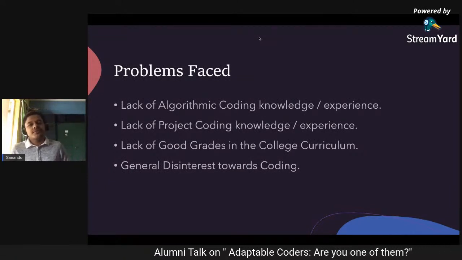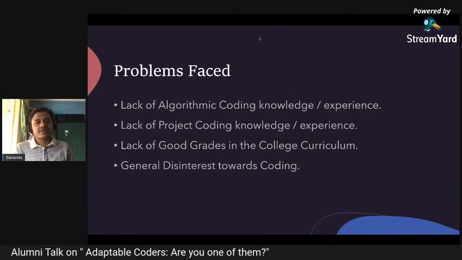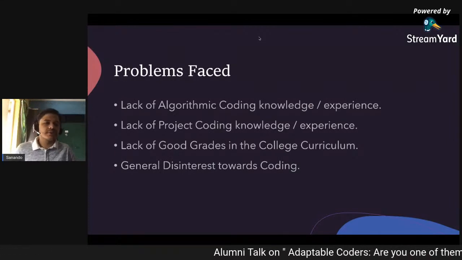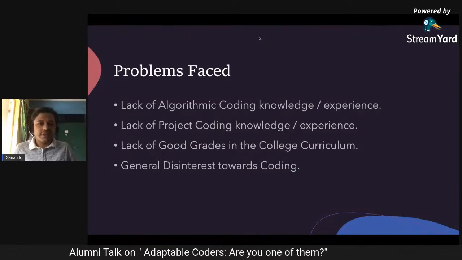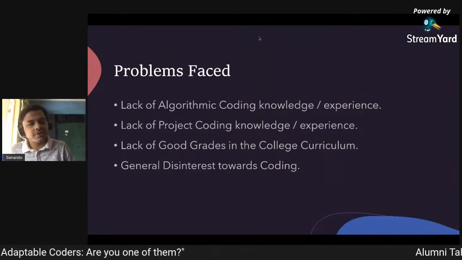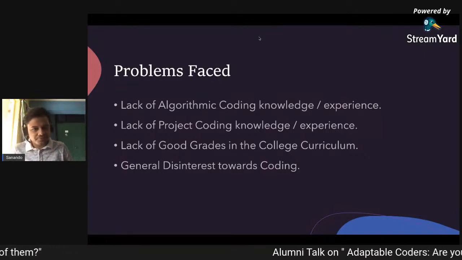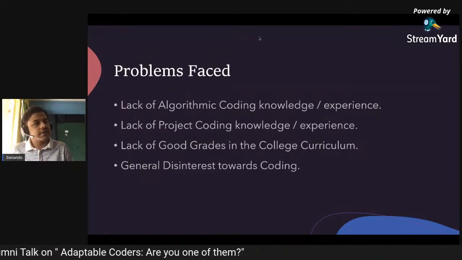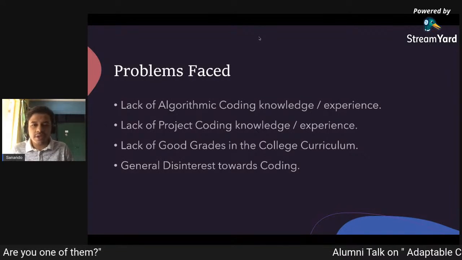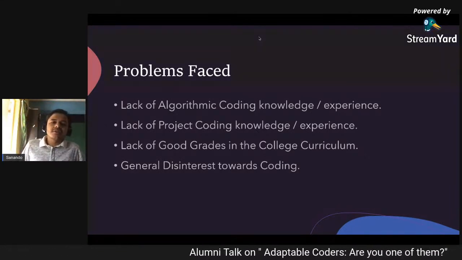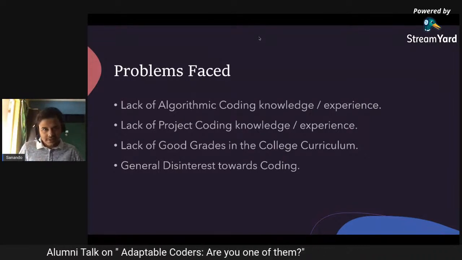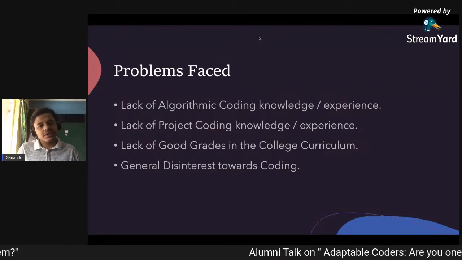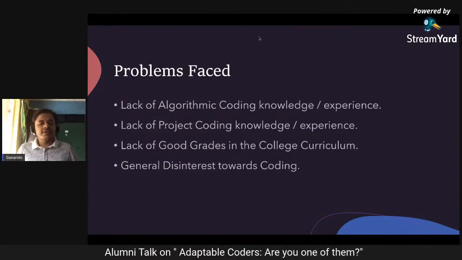Okay, so the next thing I want to talk about is problems faced. At your age I wasn't even thinking about all of these things, but this comes to you when you're about to graduate and start working, which is a different environment, or if you're about to start higher studies, going to study abroad or inside India. These are the four kinds of problems you'll face during that change: lack of algorithmic coding knowledge, lack of project coding knowledge, lack of good grades in college, and general disinterest towards coding.